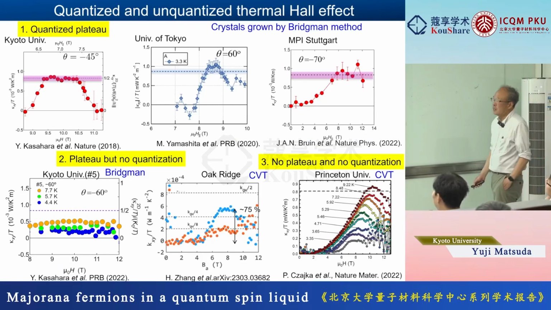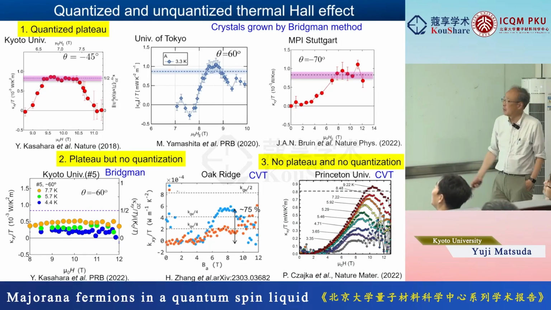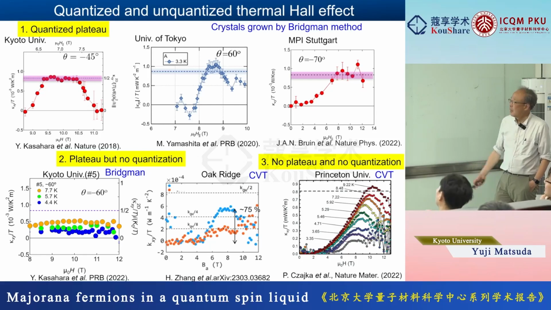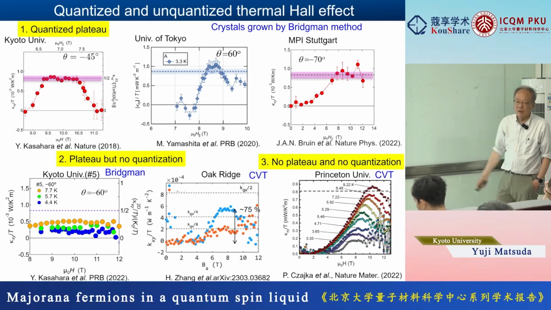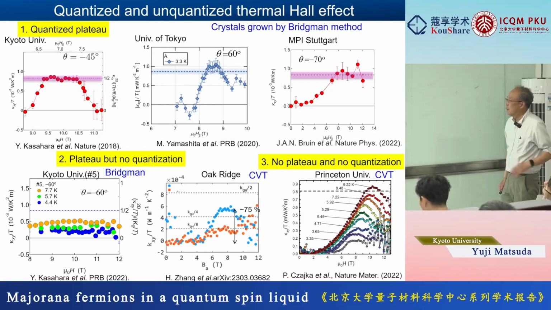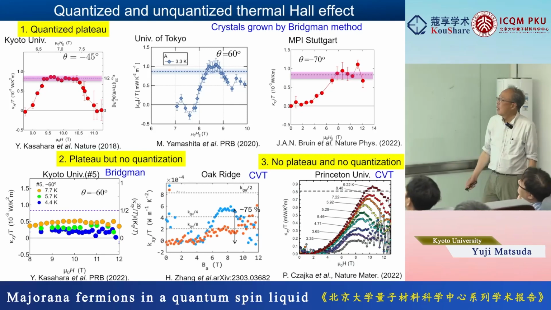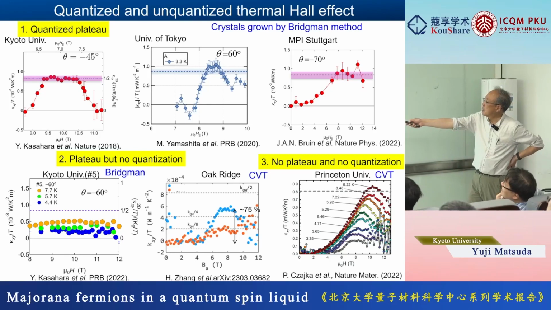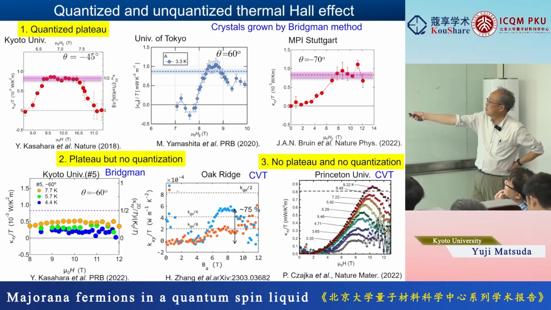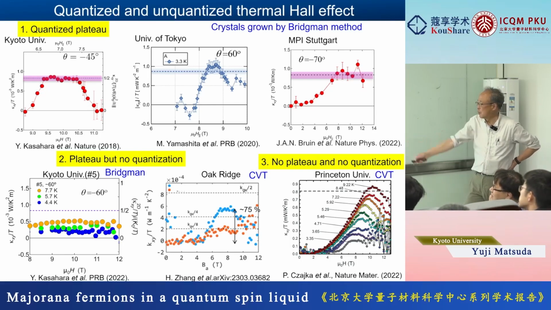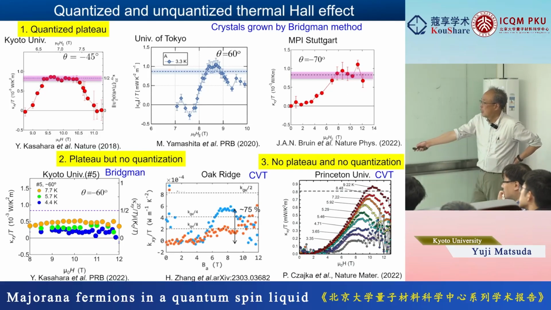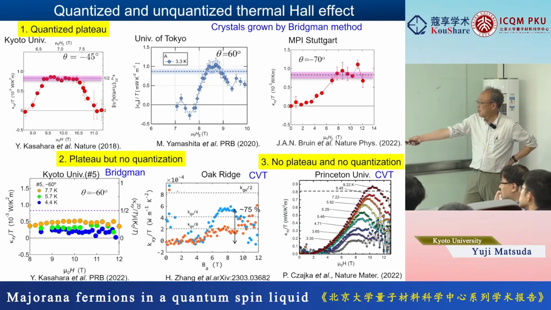We measure several. Until now, 5 groups all over the world have measured the thermal Hall effect. This kind of quantized plateau was reported 5 years ago. In the past 5 years, 5 or 6 groups have measured the thermal Hall effect, and the quantum plateau has been reported by University of Tokyo and Max Planck group, with crystals grown by the Bridgman method. But some materials do not show the quantization. They show the plateau but no quantization by the Bridgman method. So very recently, the Oak Ridge group measured crystals grown by CVT, chemical vapor transport.